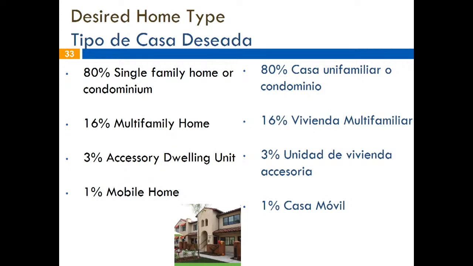The survey helped us gain a better understanding of what types of homes people are looking for. Most people share that they would prefer a single-family home or condominium. Various others share that a multi-family home, accessory dwelling unit, or mobile home is their preference.